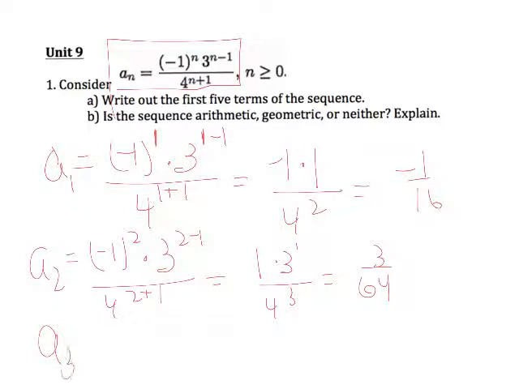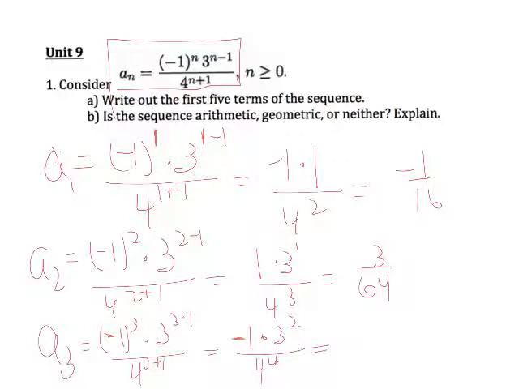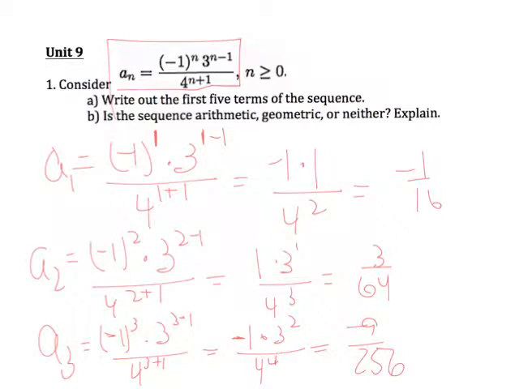Then for the third term, we just repeat the process: negative 1 quantity to the third power times 3 to the 3 minus 1 all over 4 to the 3 plus 1. When I cube a negative number, I get a negative back, so negative 1 times 3 squared all over 4 to the 4th. So that equals negative 9 over 256. And then you would continue on to get the 4th and the 5th term.